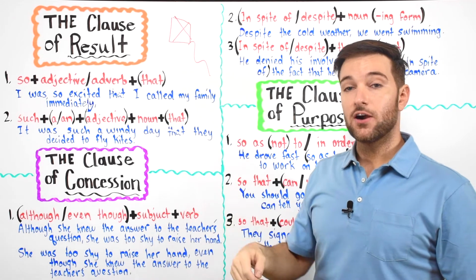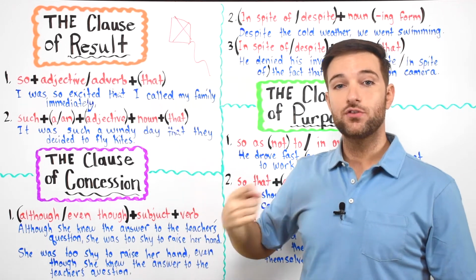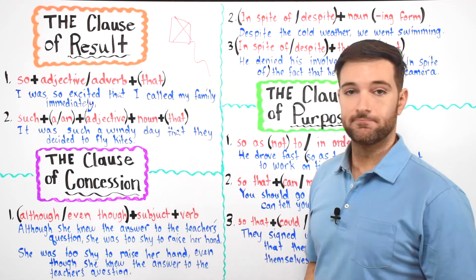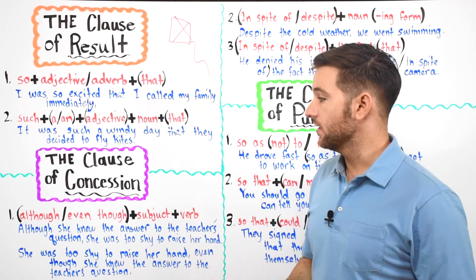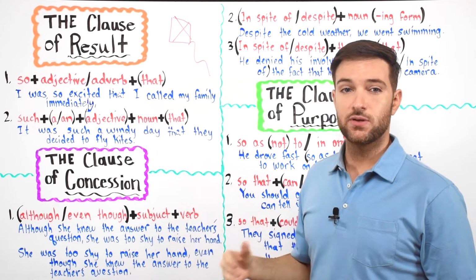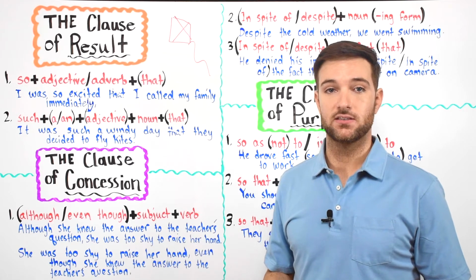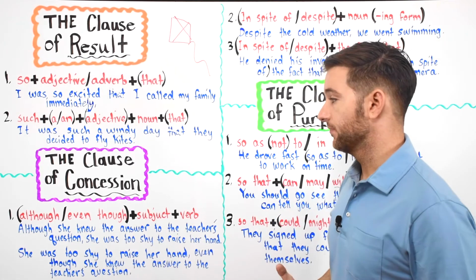Now that we've learned our first clause, let's move on to the second clause, the clause of concession. Okay, the clause of concession. Now we use the clause of concession to express contrast or opposition to the main clause of a sentence. Let's look at a few examples.